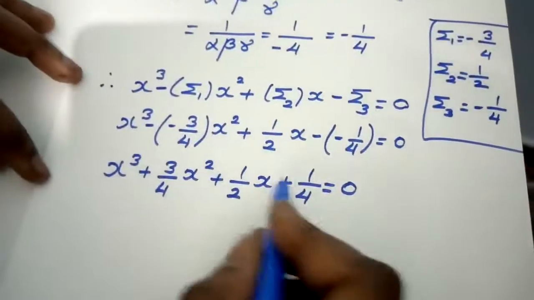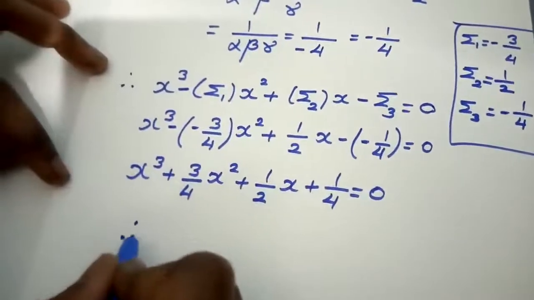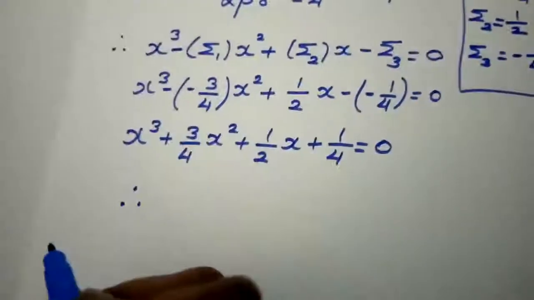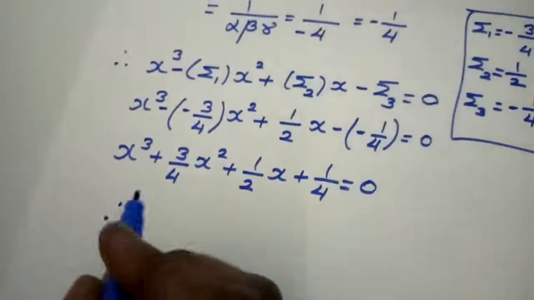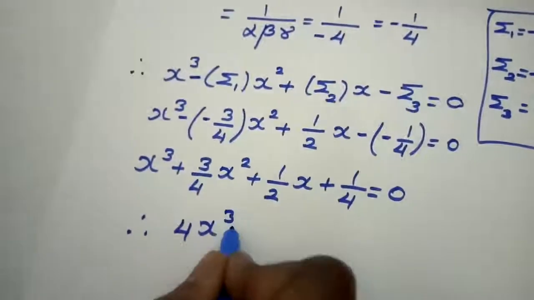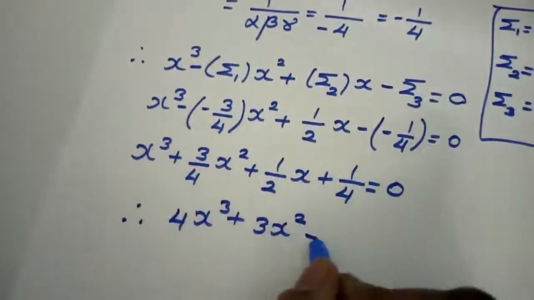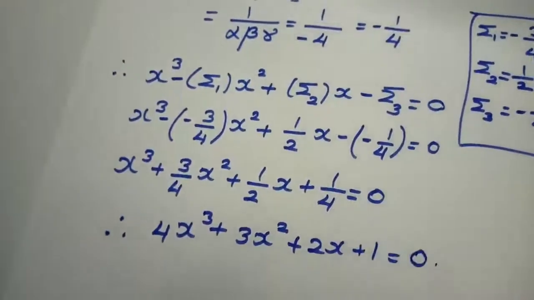You are going to do this calculation. You are going to make the denominator same, and I am going to write the final value, students. You are going to do the calculation and see. So the final answer will be, in this way, students, that is 4 x cube plus 3x square plus 2x plus 1 equal to 0.